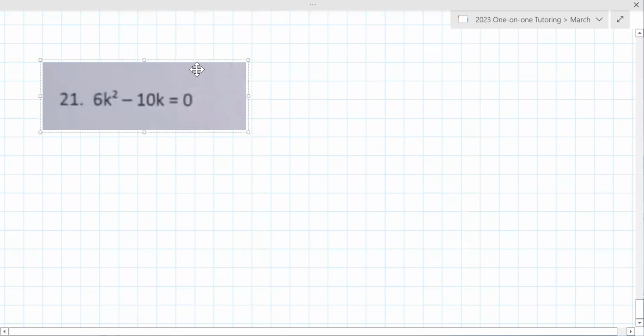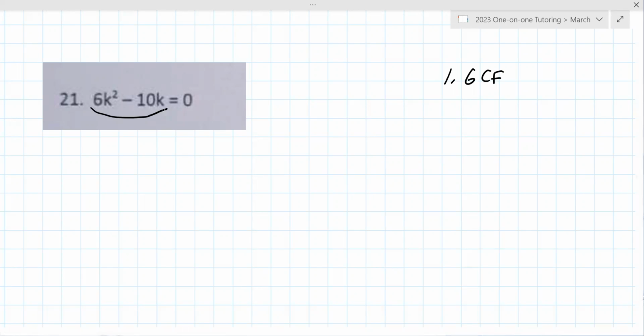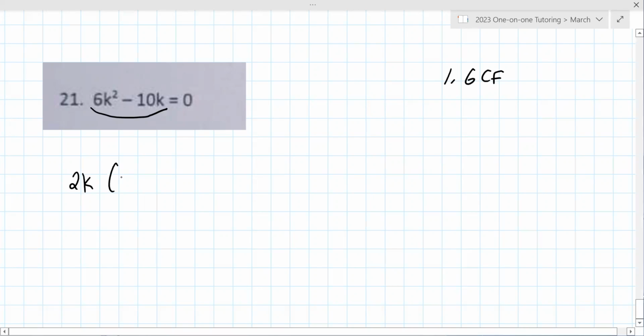It really should say solve by factoring. It just says to solve here. So you have to go back to your list. Number one type of factoring is a GCF. I ask you to look at these two terms here. What is the GCF between those two terms? 2k. So we got 3k minus 5 equals 0.